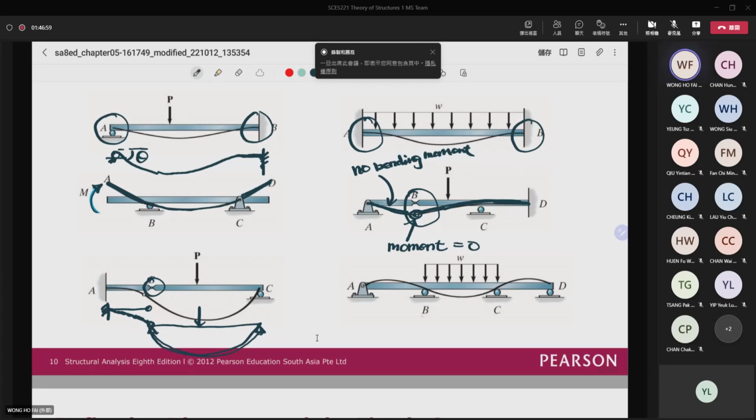And then finally, for this one, you can see that here you will deform like that, because this one is just like a simply supported beam. But on the other side, you have to connect to the point A and then at the point D, so you will deform upward like that. So this is the way you can estimate the deformed shape of the structure.